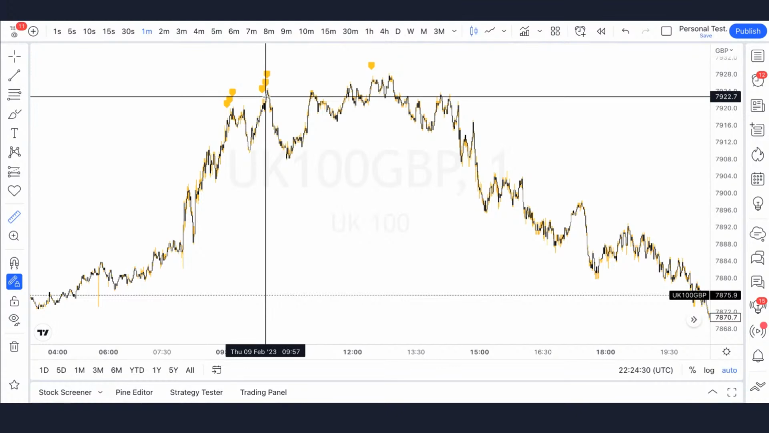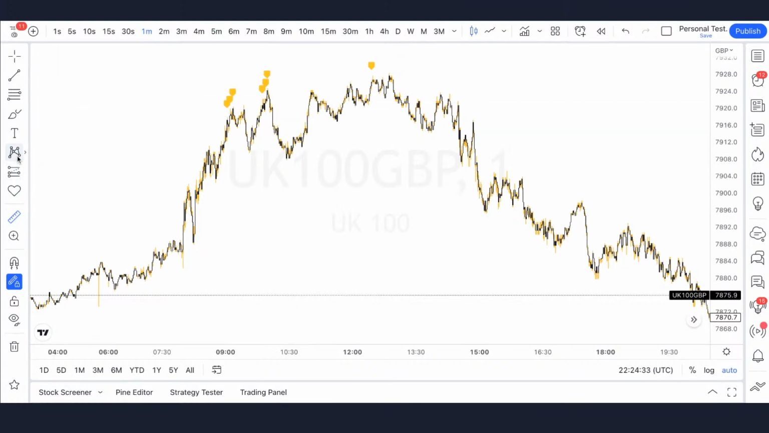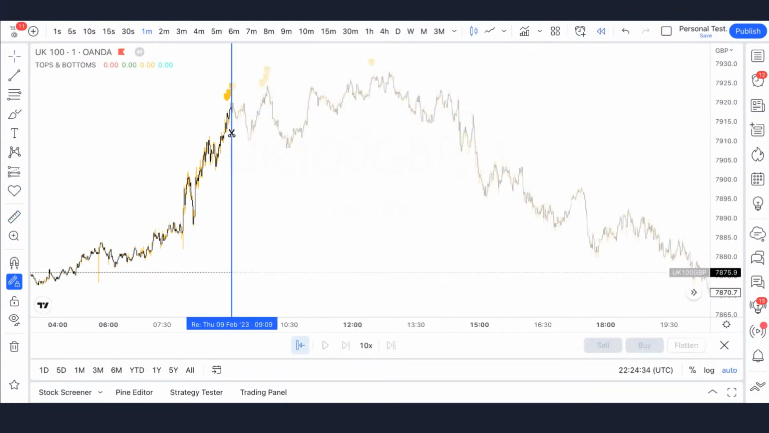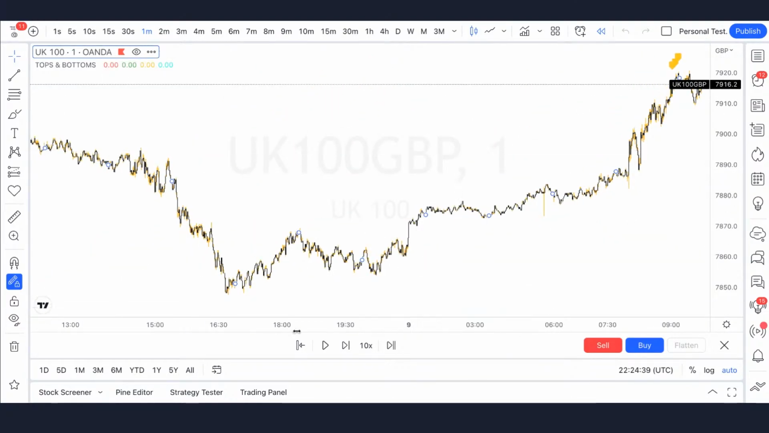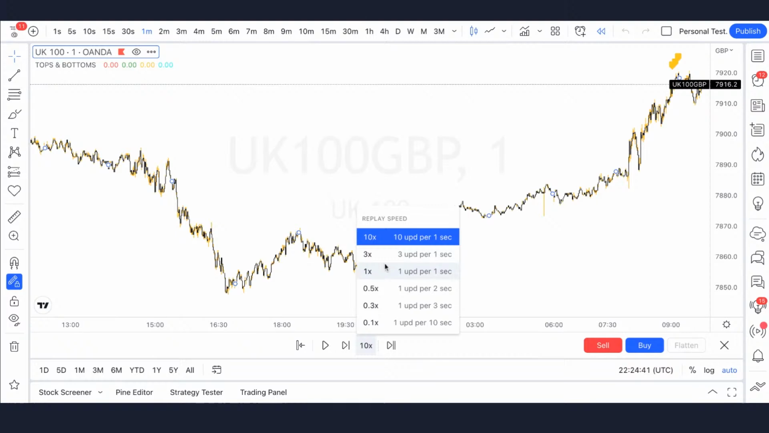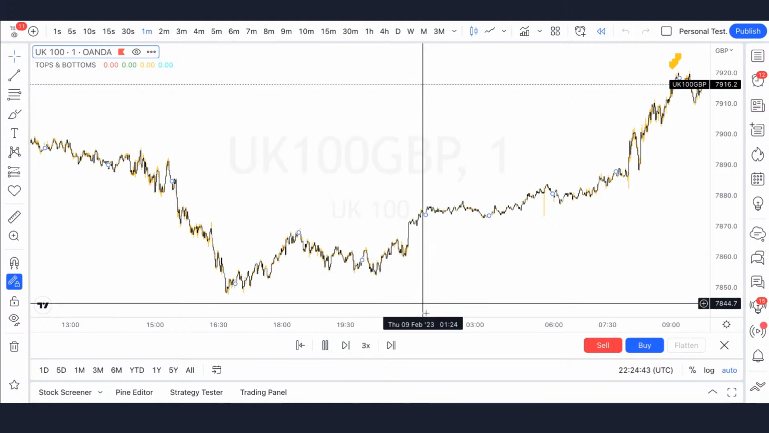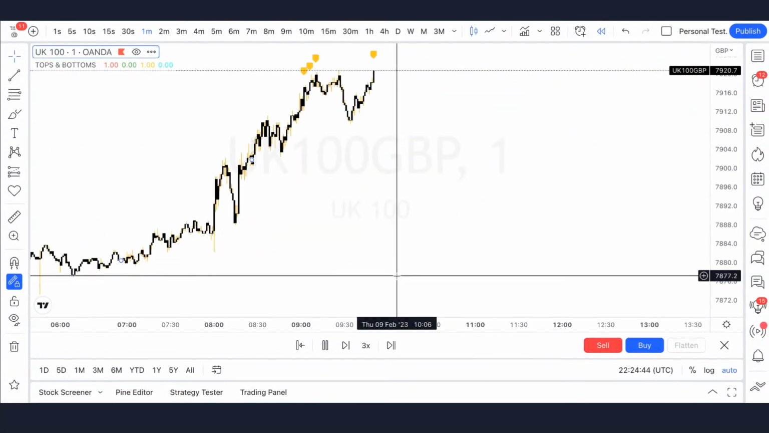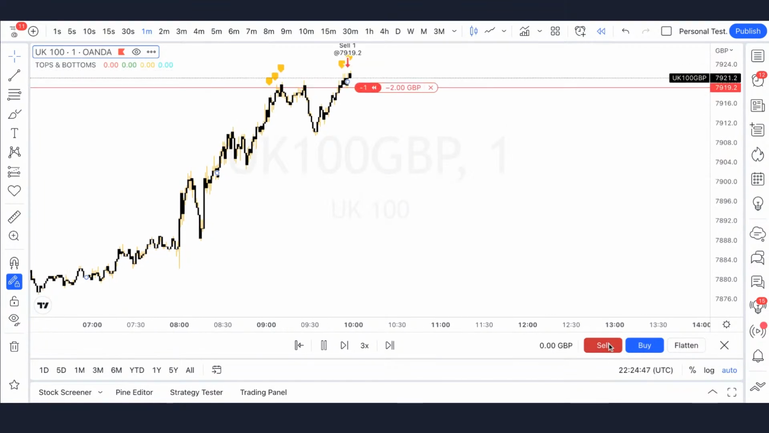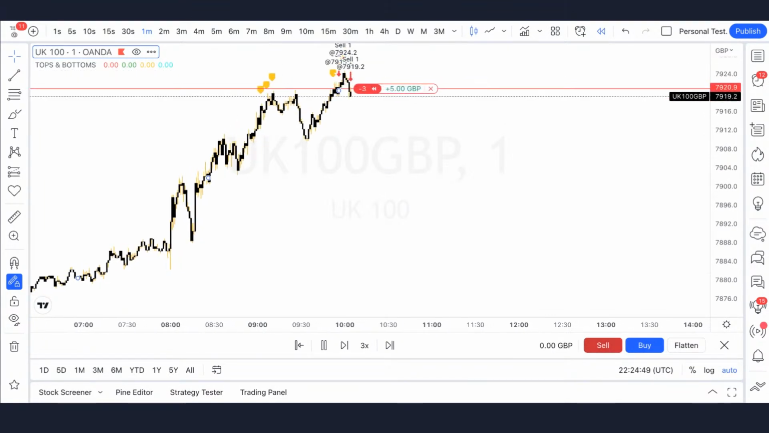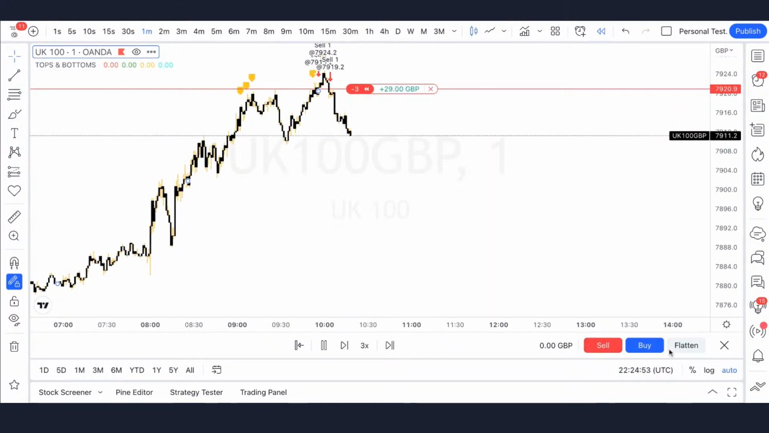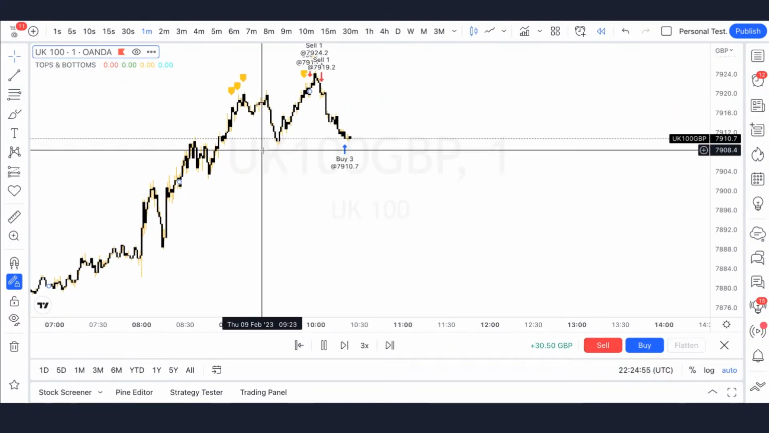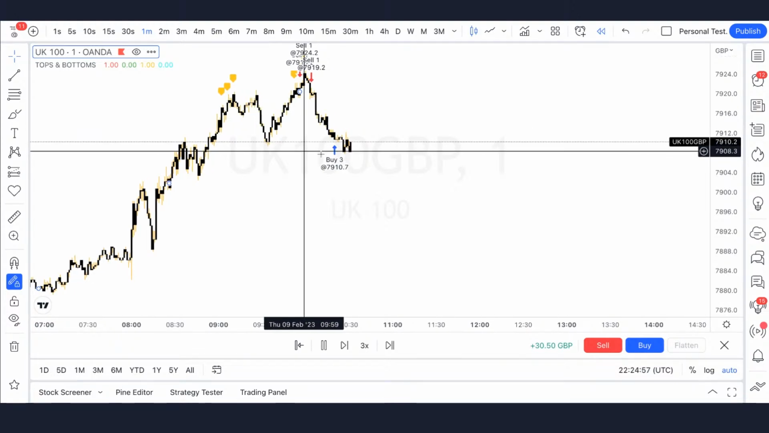We took 1, 2, 3 entries, and we'll replay exactly how this happened. It was on the 1 minute chart that we took these. We'll do a 3x. It was just like this. We took 1, 2, 3 entries. Price then fell off, and we ended up taking our position profits somewhere around about there.